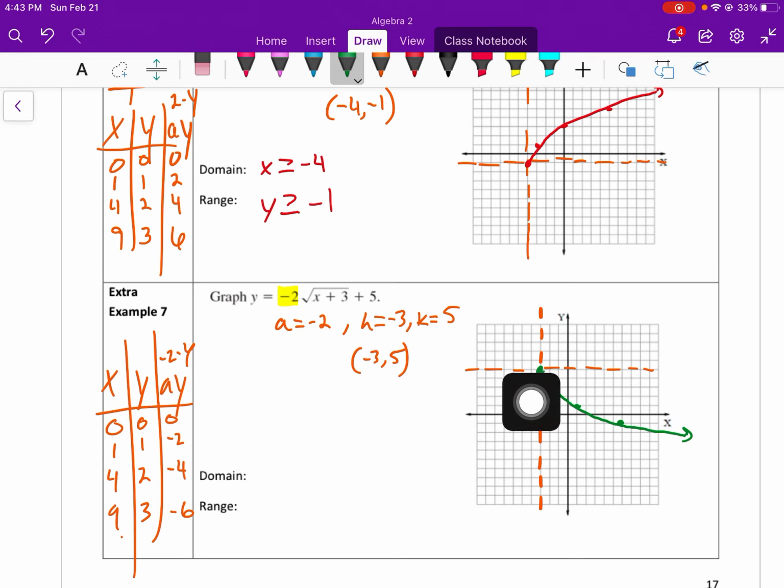Now the domain is going to still be positive values for x from this point, which was our indicator, our h value. So x is greater than or equal to h. But now our y values are down. They're going to be decreasing from our k value. So y is going to be less than or equal to our k value of 5.